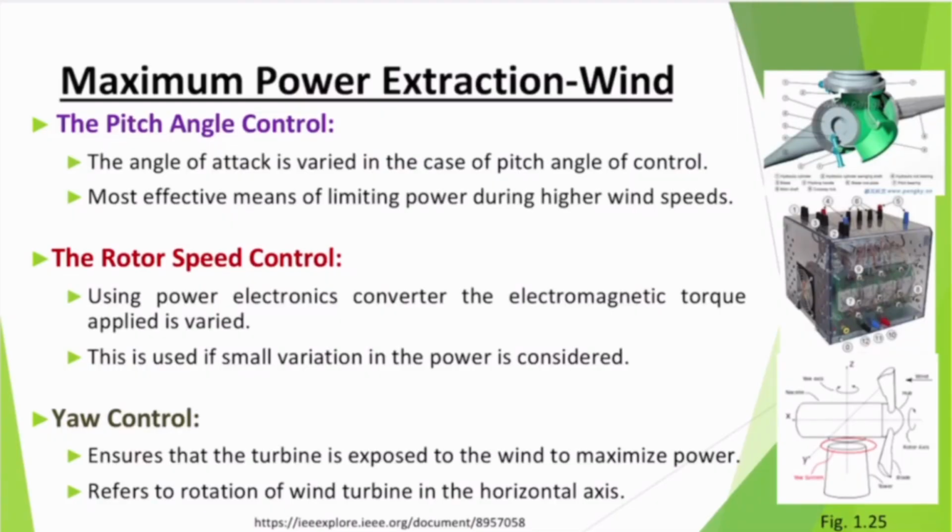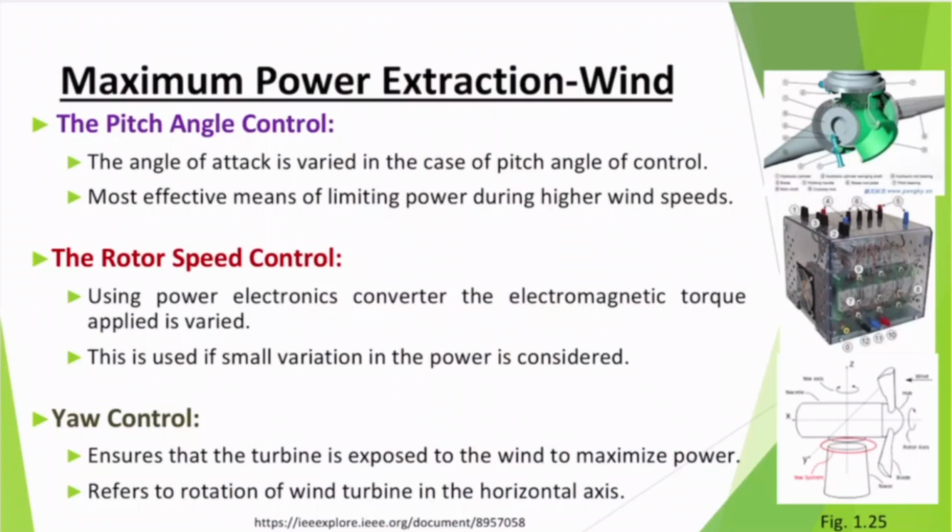Now, how do you extract maximum power from a wind generator? There are different technologies through which you can extract maximum power. The first important one is pitch angle control. The angle of attack is varied in the case of pitch angle control, so you can control the pitch angle to extract the maximum power. It is the most effective means of limiting power during higher wind speeds. So when there is high wind speed, we can control the pitch.